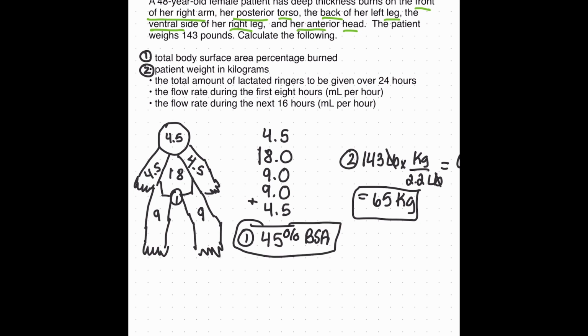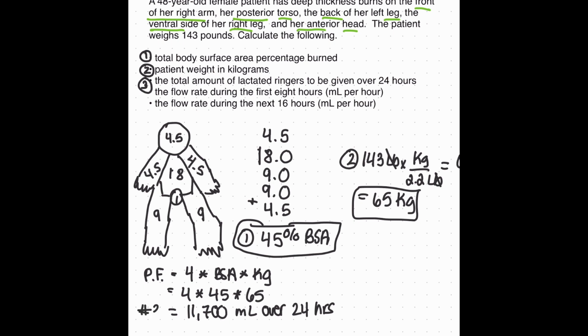Next, let's do the total amount of lactated ringers to be given over 24 hours. And for that, we will use the Parkland formula. So remember, the Parkland formula is equal to 4 times the total body surface area that we calculated above times the weight in kilograms. And when you're multiplying the body surface area, you don't actually use 0.45, you just use the number 45, the whole number. So your total fluids that you need to provide over 24 hours is going to be a pretty large number in most scenarios.